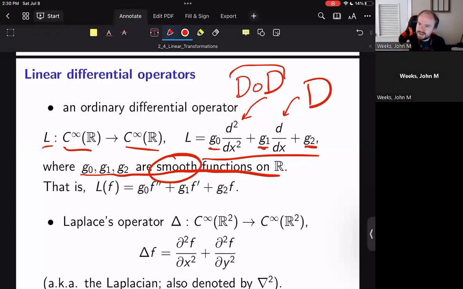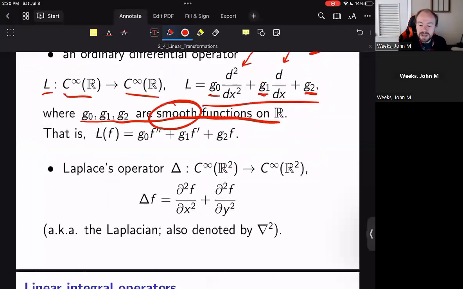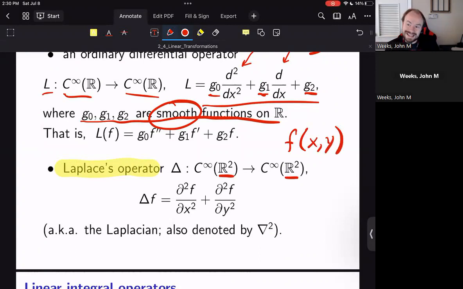Another one that you could see a lot, especially when working with partial differential equations, is the Laplacian, or Laplace's operator. This is one that takes you from the space of smooth functions on R2 to smooth functions on R2. So what I mean by that is that its domain consists of two variables, like let's say x and y. So if I'm taking the Laplacian here, what I end up doing is adding the second derivatives of this function, the partial derivatives of this function, with respect to each of its variables.